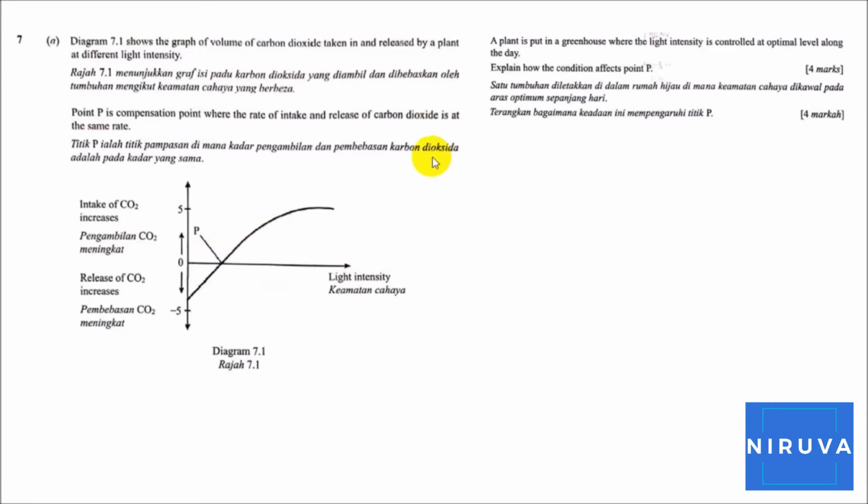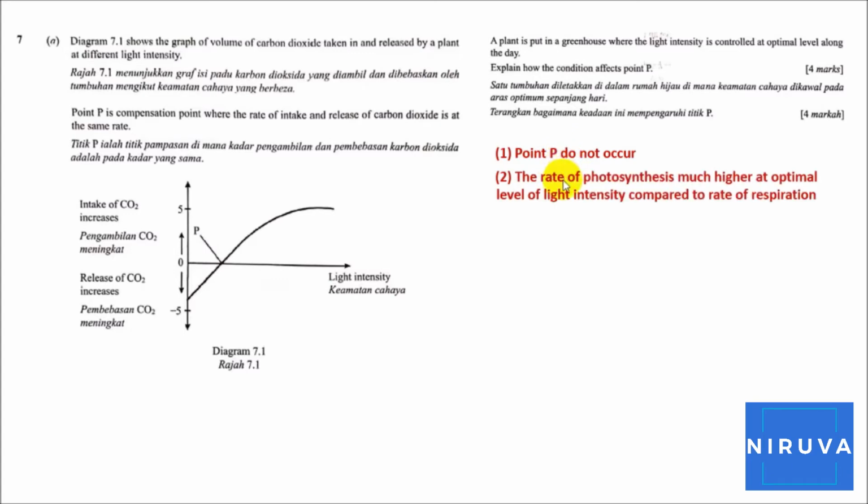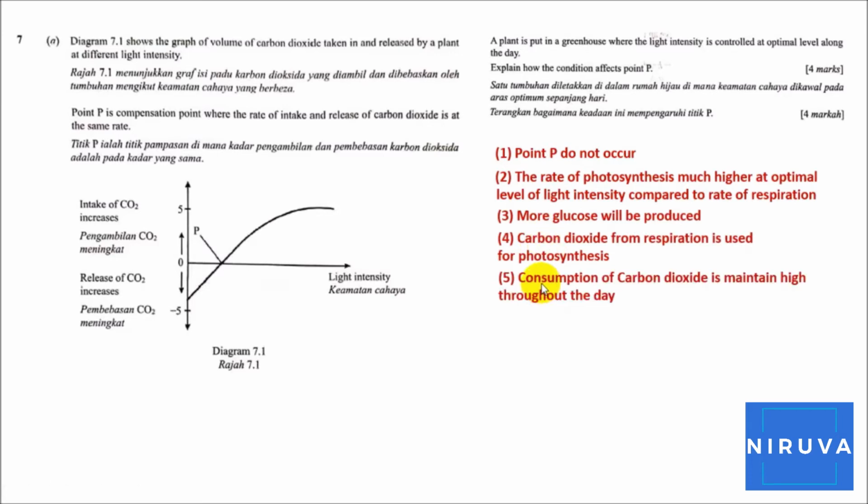So, point P will not occur because the rate of photosynthesis is much higher at optimal level of light intensity compared to the rate of respiration. More glucose will be produced and carbon dioxide from respiration is being used for the photosynthesis, and by that, the consumption of carbon dioxide is maintained high throughout the day.